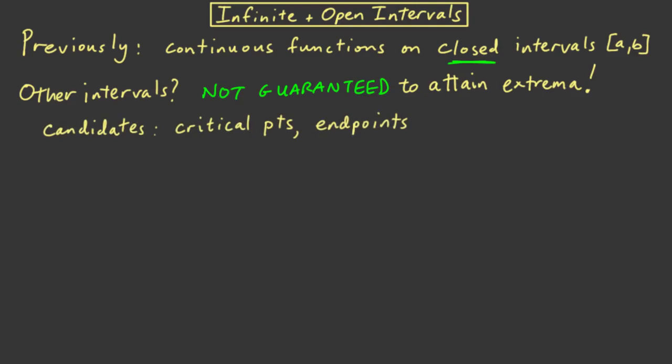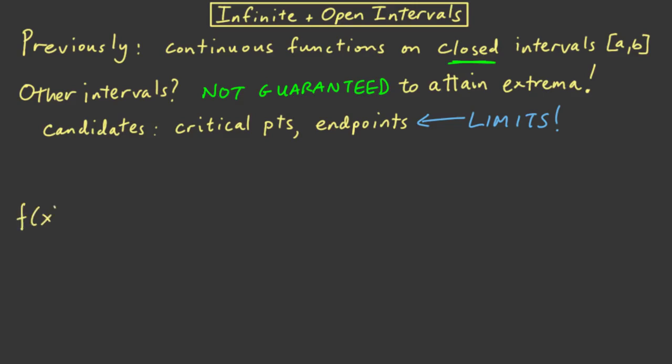But what does it mean to check the endpoints if the endpoint is infinity, or it's an open interval and the endpoint is not in the domain of the function? We can't plug in the endpoint, but we can do the next best thing, which is to use our old friend limits.